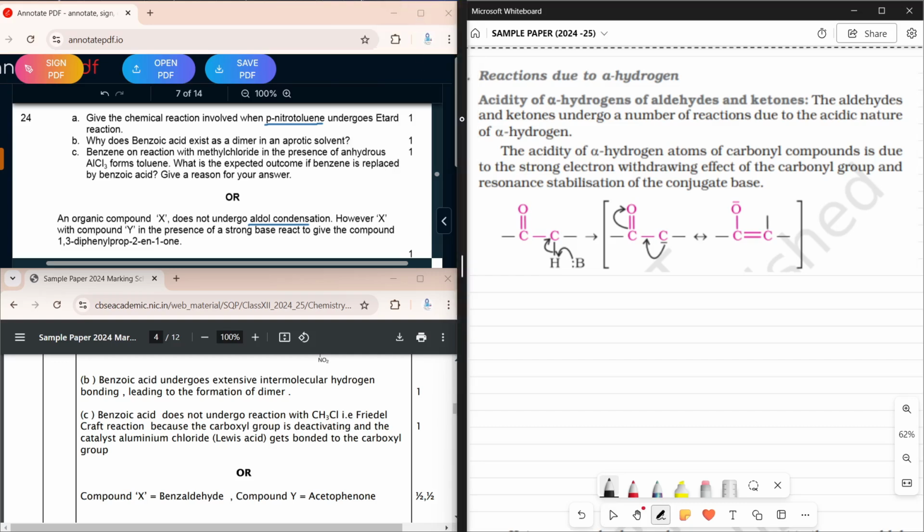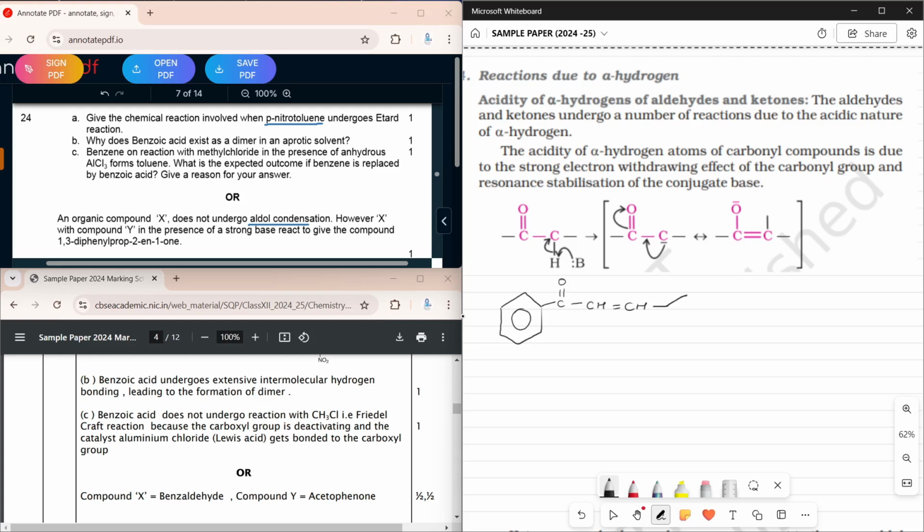Now, the product that we have over here, 1,3-diphenylprop-2-en-1-one, let's draw the structure of that. That's what I would recommend: if you are stuck on something, try and see if you can draw the structure of the final product. You might find something that you could use to answer the question. So you have CO, CH double bond CH, and another benzene.